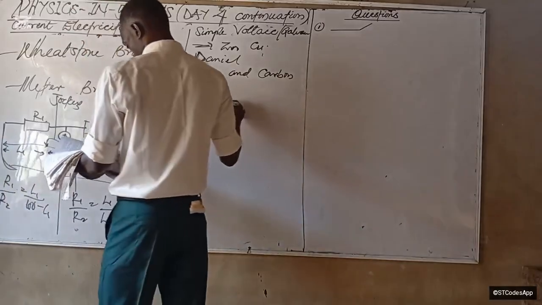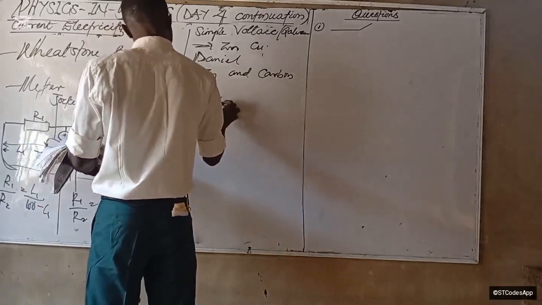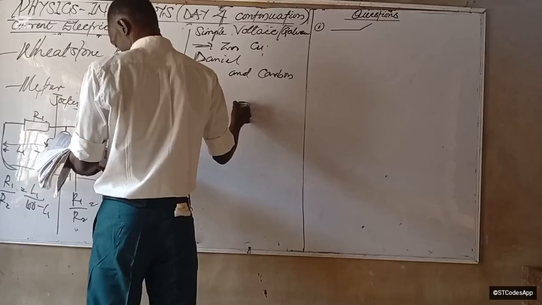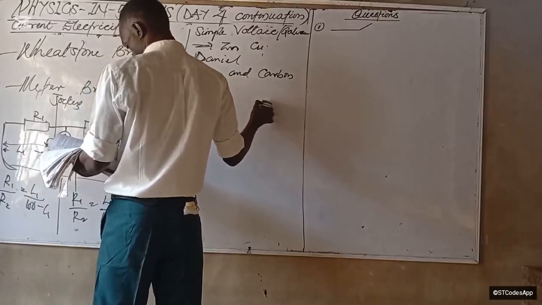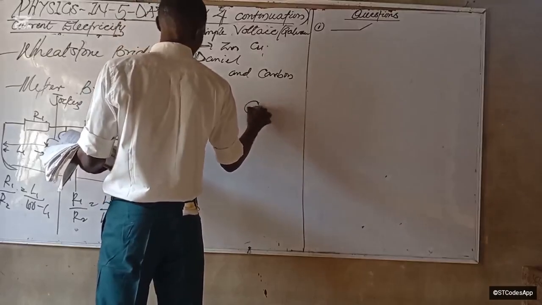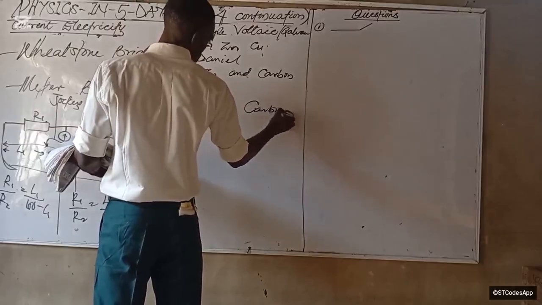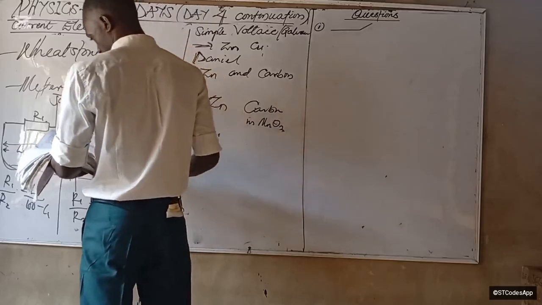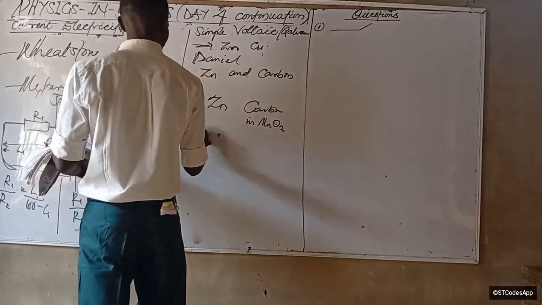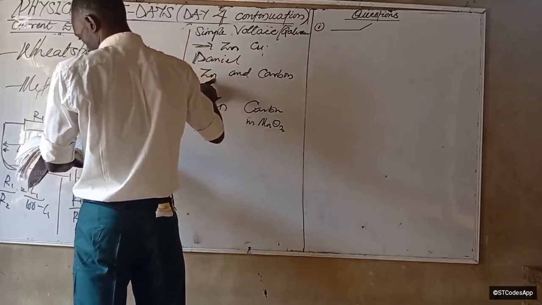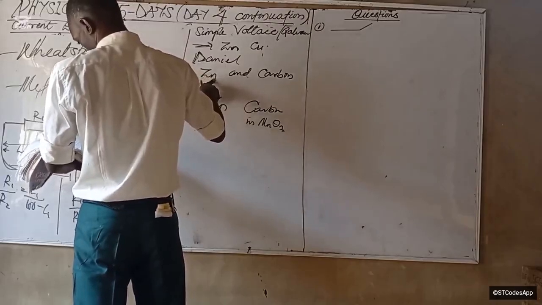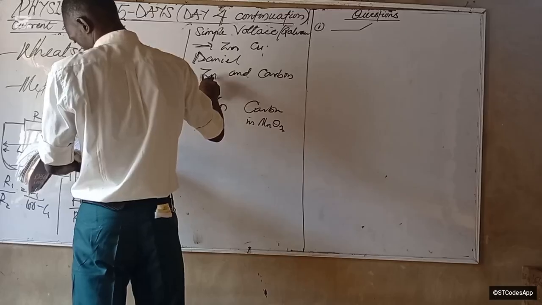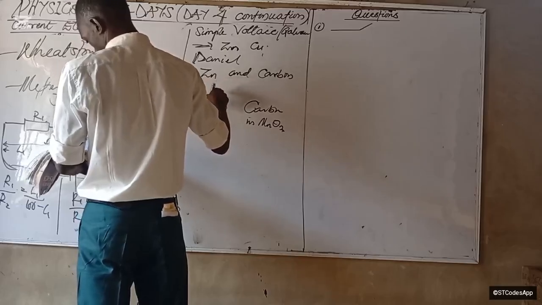The Leclanche cell uses zinc, which is also what? Negative, right? Okay. And carbon rod in mixture of manganese, so carbon rod in MnO2. Is that clear? Then the Daniel cell. Okay, we've mentioned Daniel. So the Daniel cell uses what? Zinc and carbon.